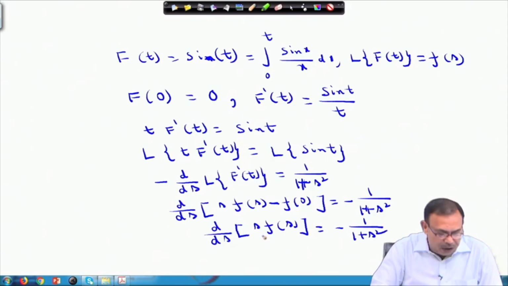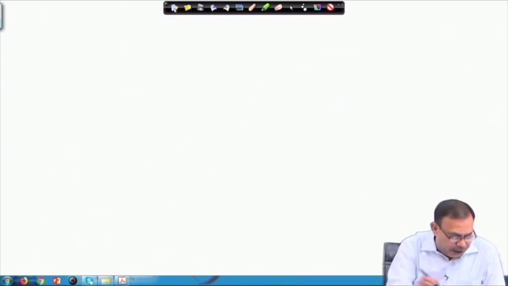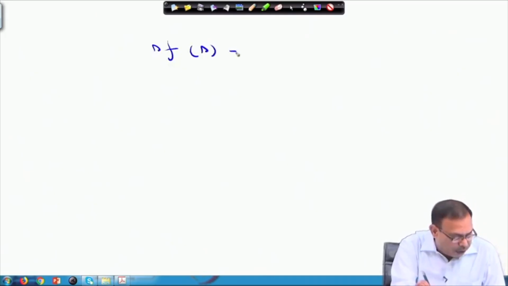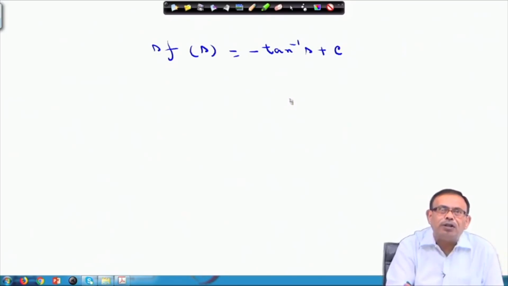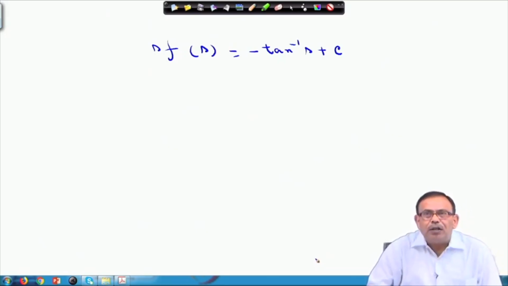Now if I integrate on both sides, the next step will be s F(s) equals minus tan inverse s plus c. This is integrating on both sides. Now, you have to find out the value of c. Here comes the role of the initial value theorem.